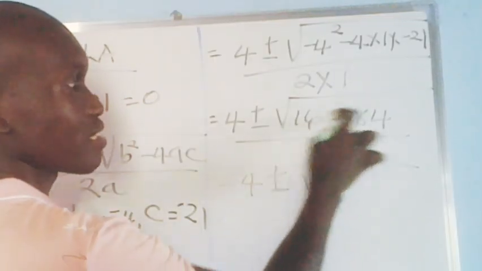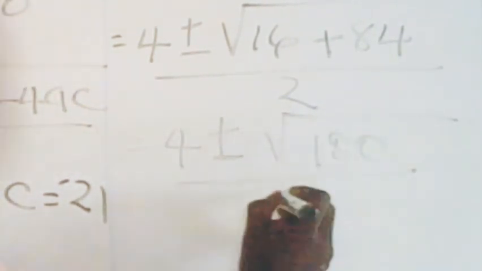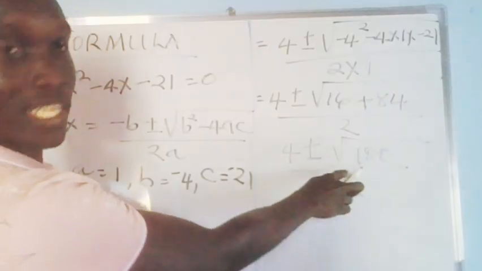We're going to have 4 plus or minus the root of 16 plus 84, that will be 100. Now it's much simpler. We can get the square root of 100, which is now easier. The whole of this is under 2. The square root of 100 is 10, so we have 4 plus or minus 10 over 2.